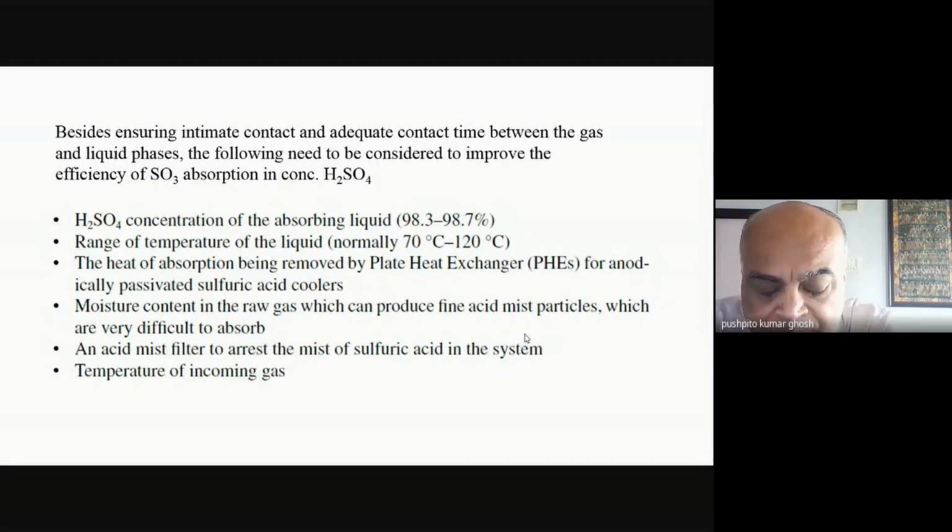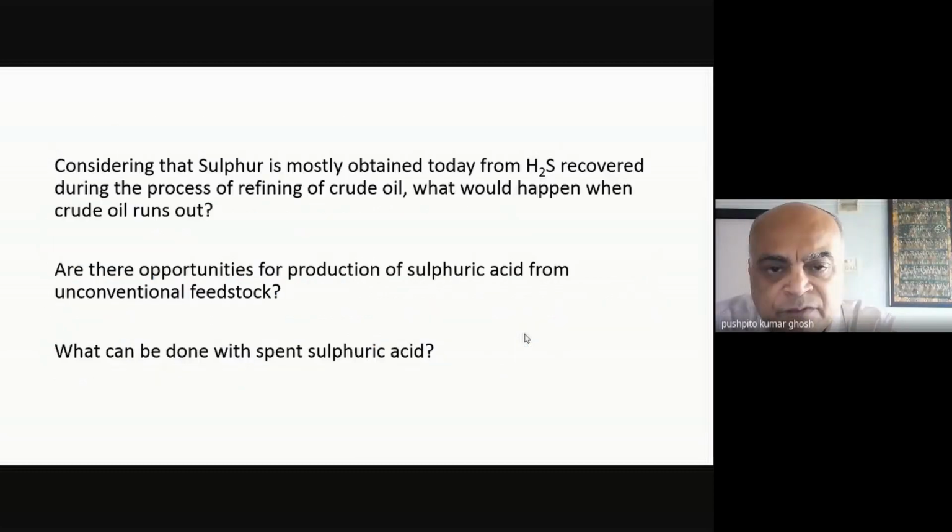Understood? Yes, sir. Okay. We've looked at the contact process. What did we say? That today, essentially all of the H2S comes from crude oil processing. You process crude oil, do the hydrotreating, and from there you recover H2S, and that H2S is being converted into sulfur or sulfur dioxide. So that's what you're doing.